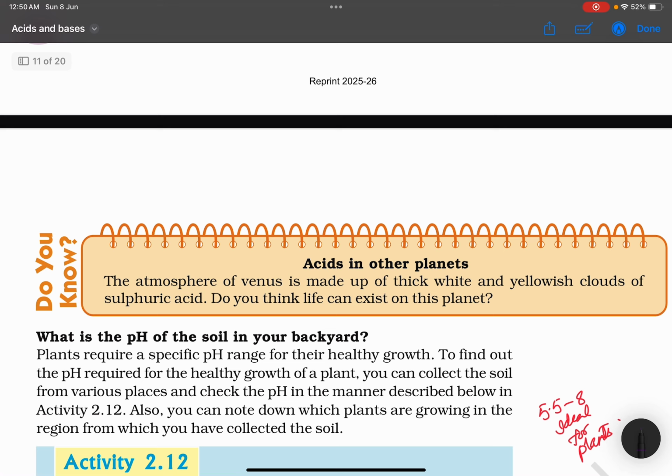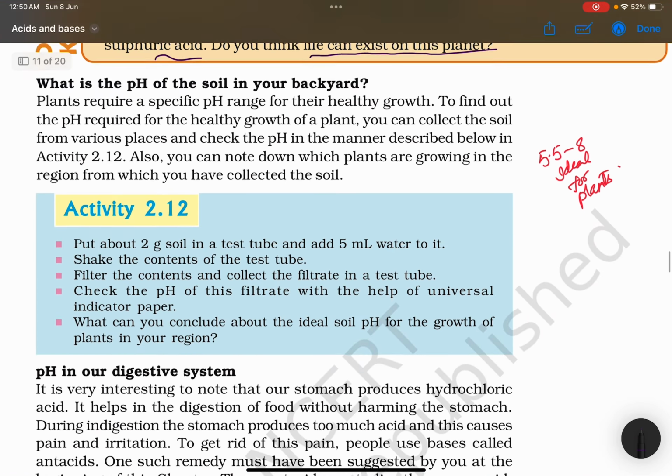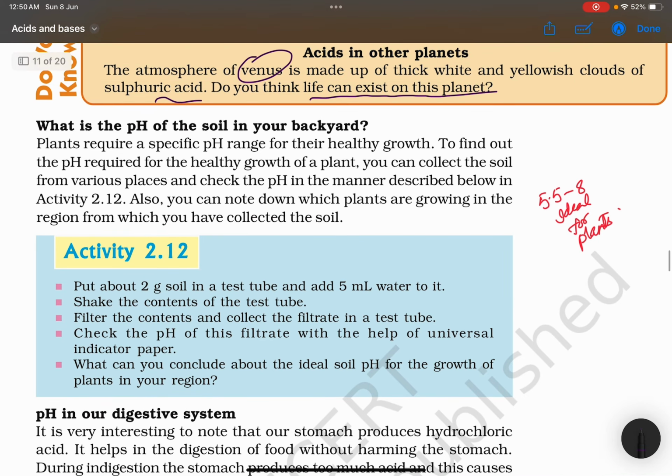Acids in other planets: the atmosphere of Venus is made up of thick white and yellowish clouds of sulfuric acid. Do you think life can exist there? No, absolutely no. Normal rainwater only, little bit acid rainwater only, we are not able to digest. There is sulfuric acid water.